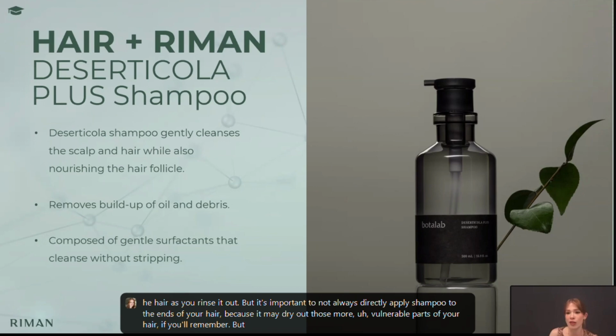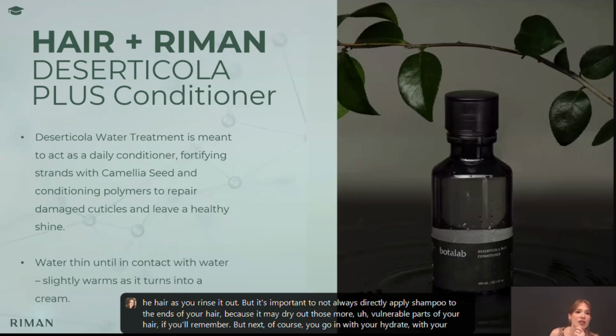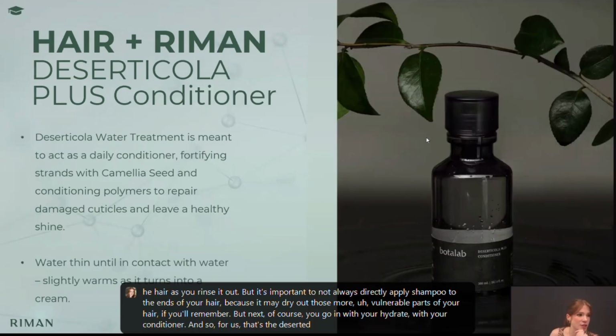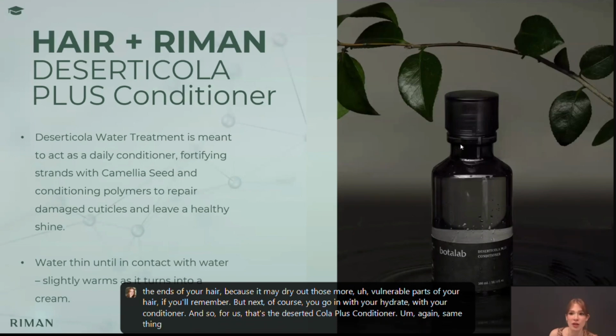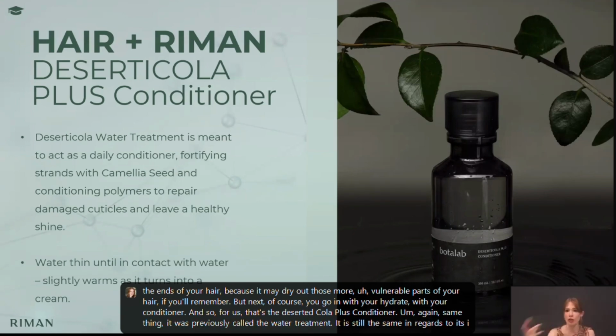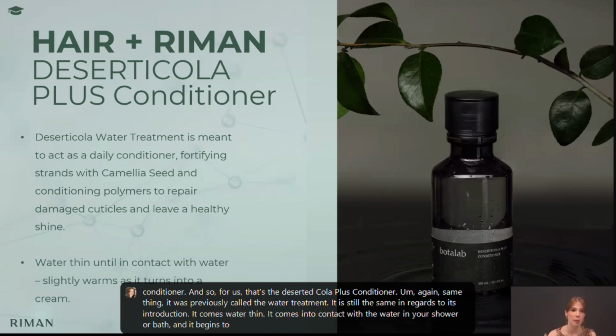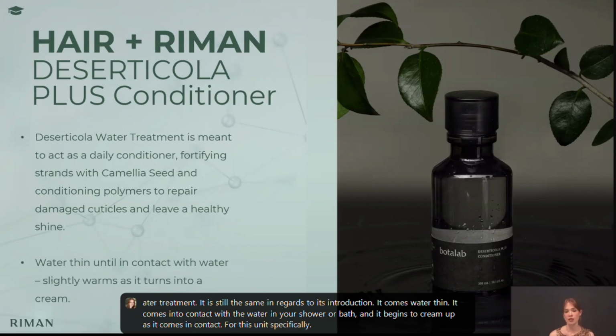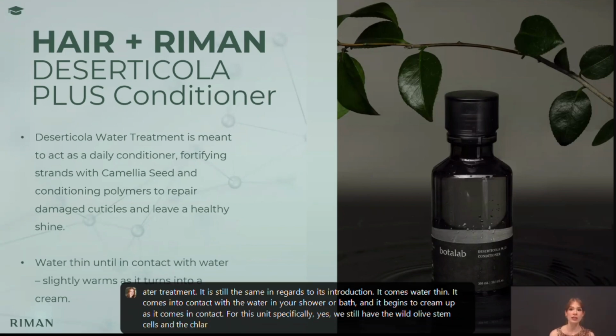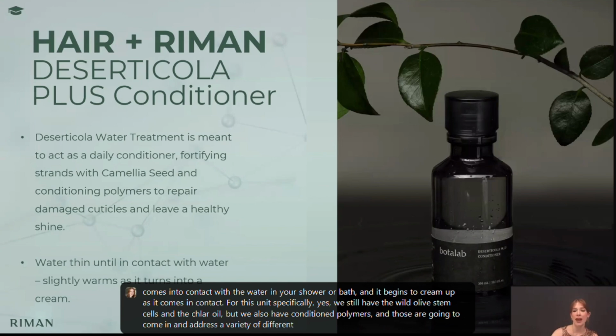But next, of course, you go in with your hydrate, with your conditioner. And so for us, that's the Deserticola Plus conditioner. Again, same thing. It was previously called the water treatment. It is still the same in regards to its introduction. It comes water thin. It comes into contact with the water in your shower or bath, and it begins to cream up as it comes in contact. For this unit specifically, yes, we still have the wild olive stem cells and the chlorella oil, but we also have conditioning polymers. And those are going to come in and address a variety of different concerns for the hair shaft specifically, especially cuticle damage.